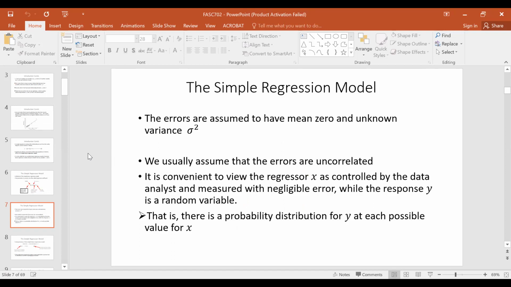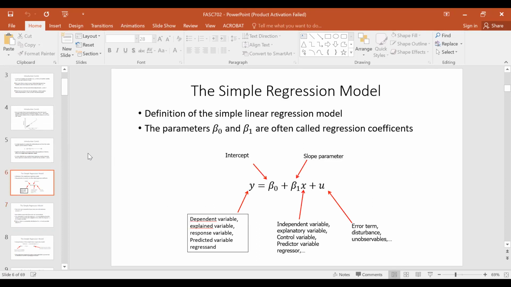We usually make an assumption which may make sense later. We will assume the errors have mean 0 and unknown variance. So this is our error. All those things I said we do not know, we assume the mean is 0. Okay.